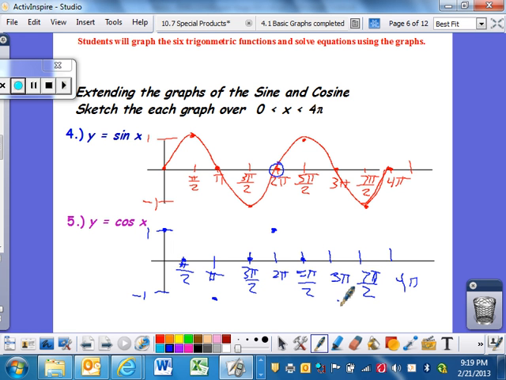At 3 pi, we're down to negative 1. 7 pi over 2, back to 0. 4 pi, back to 1. So if we connect these, we get that idea of the wave function, but just like with our sine, it's almost shifted over. So we start at 1 and we still start to repeat after our 2 pi. So since we start to repeat at 2 pi, we can see that this is 2 periods of our function of cosine.